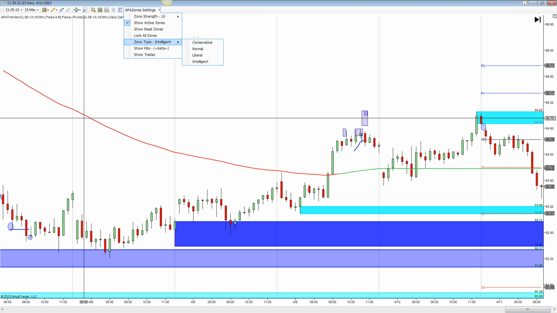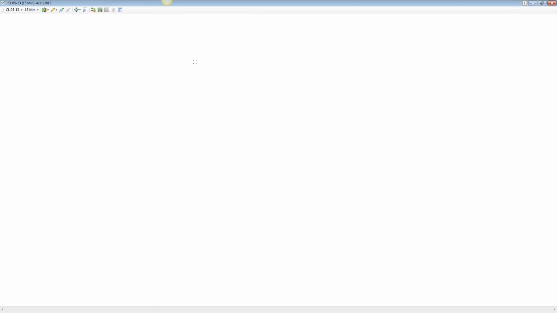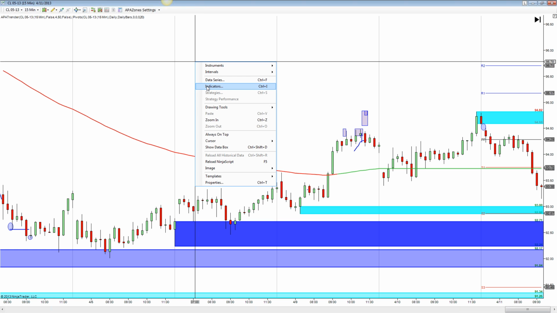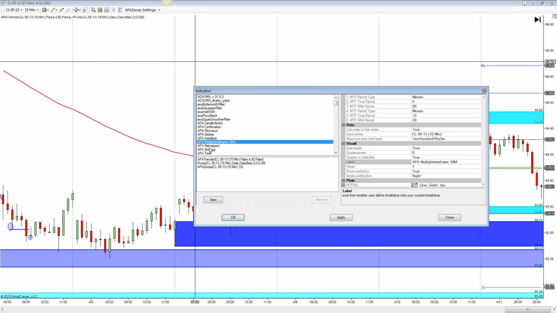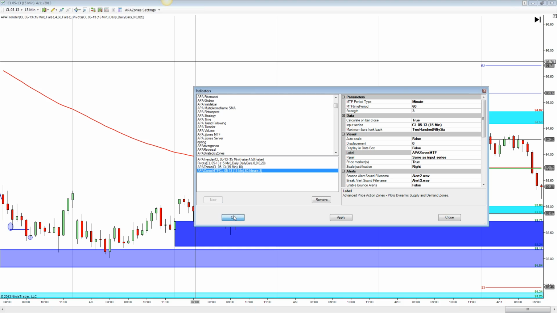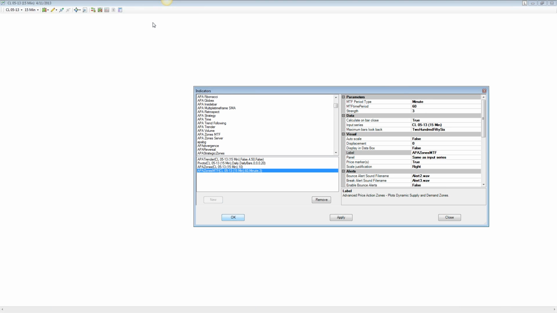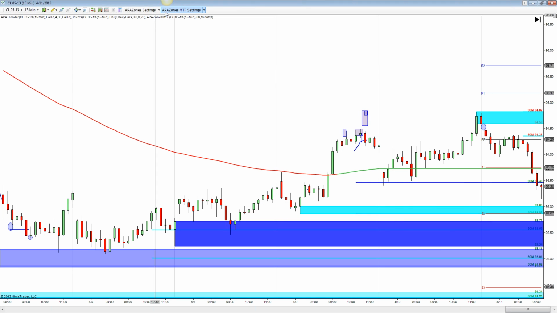Now, personally speaking, I like to run with Intelligent for all my zone settings for the base time frame, and then I like to run Liberal on the multiple time frame application. That's just the way I like to see it. Maybe if you want to see just the conservative zones off the 60-minute time frame, go ahead and switch that over to conservative. There's nothing wrong with that whatsoever.